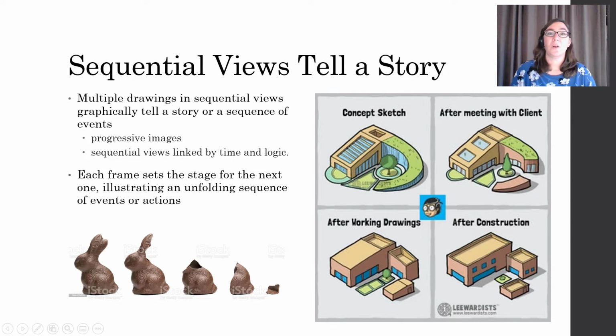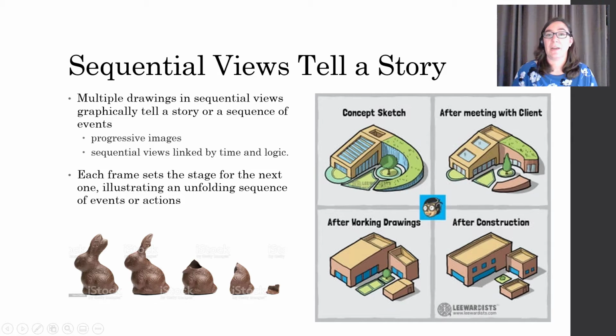So what are sequential or serial views? They are multiple drawings that together will graphically tell a story or a sequence of events. You've got a set of progressive images, and each one of them is linked. They have to be linked together by time and logic. Each frame of your sequential view is going to set the stage for the next one, illustrating an unfolding sequence of events or actions.